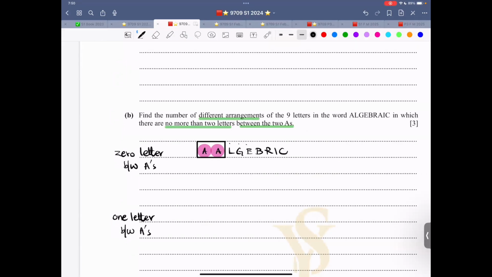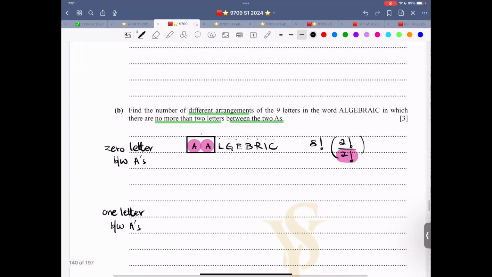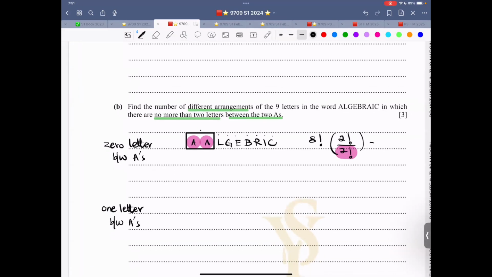So 1, 2, 3, 4, 5, 6, 7, and this is 8. That is 8 factorial into 2 factorial divided by 2 factorial. Why are we dividing by 2 factorial? Because both are A's. So technically this is 1, this is 8 factorial. Therefore, this answer is coming out to be 40320. That is one part.